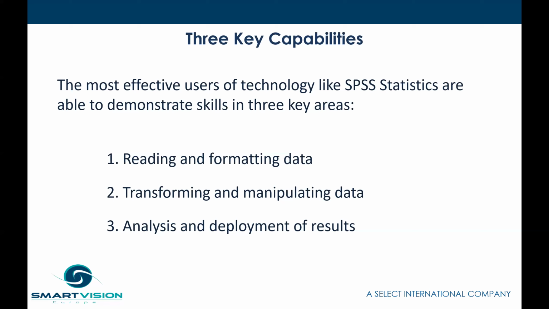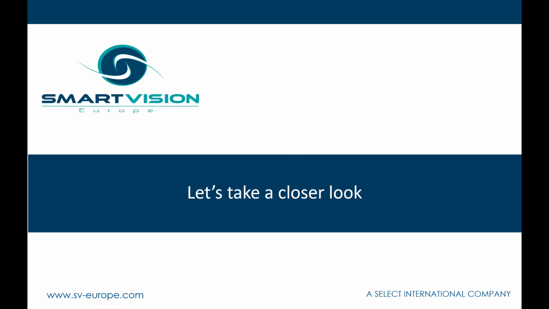So these are three key areas, and in any sort of intro to a course like SPSS Statistics, you would expect that introductory course to touch on each of these three areas, so that people can go away from that knowing at least something about how to get the data in, how to manipulate it, and how to analyze it. And that's what we're going to do in the next 45 minutes or so. Okay, so with that in mind, let's take a closer look at SPSS.